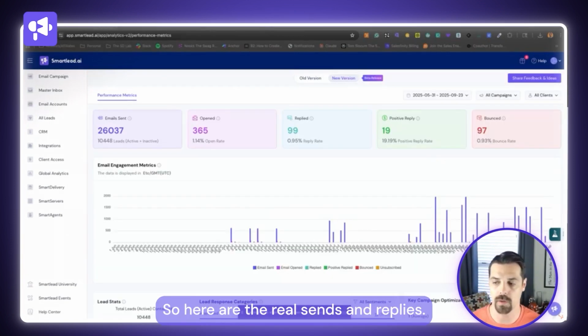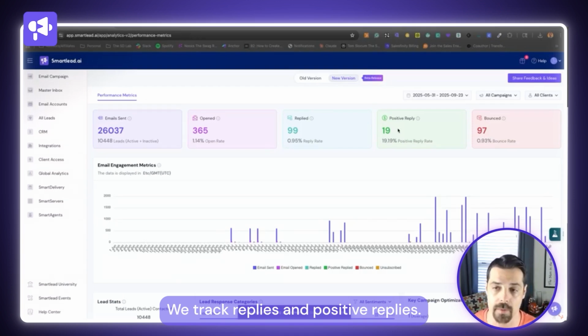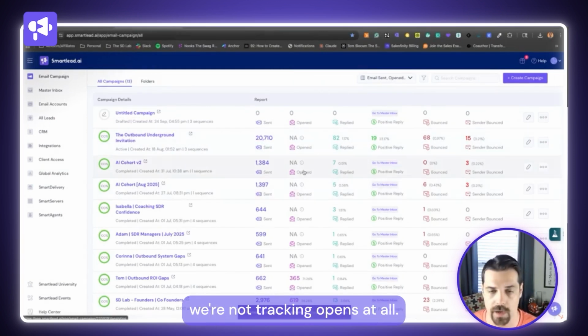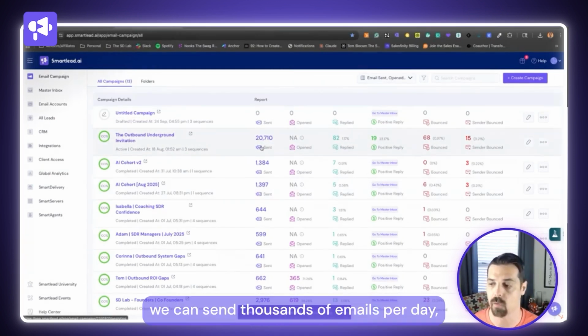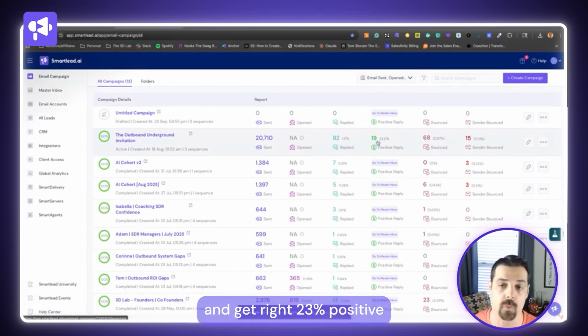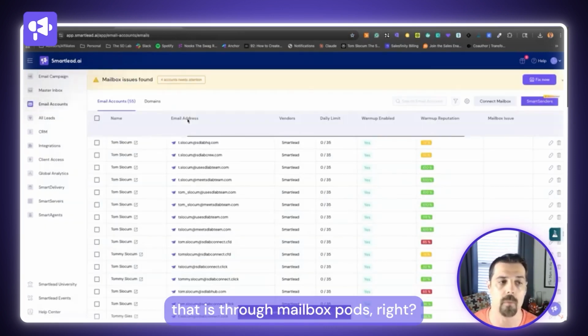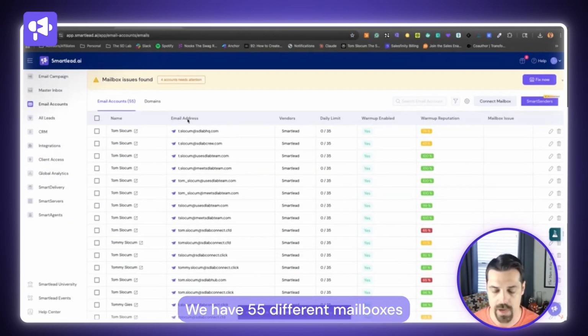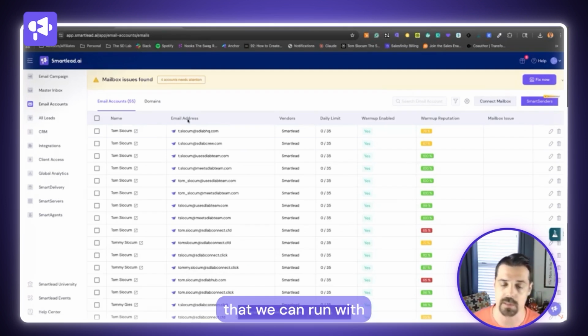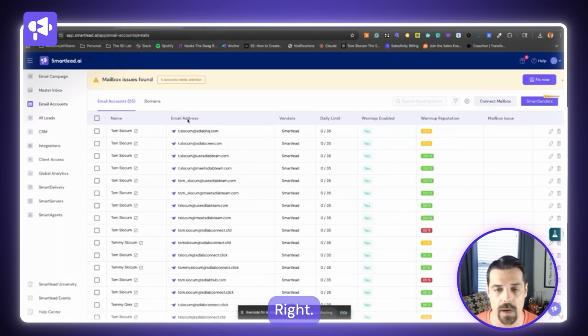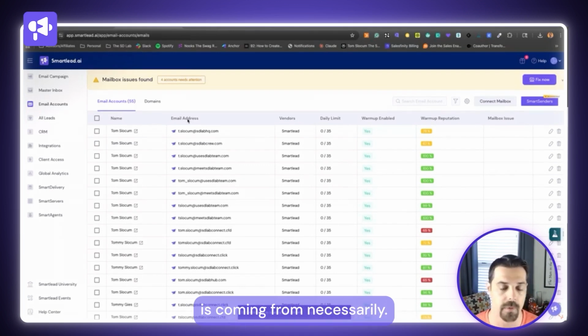So here are the real sends and replies. We track replies and positive replies, right? Not vanity opens. Most of our campaigns, we're not tracking opens at all. And again, we can send thousands of emails per day and get 23% positive reply rates here. The way you want to do that is through mailbox pods, right? We have 55 different mailboxes that we can run with that are all linked to our main, but in various variations of it, right? People aren't looking at where the email is coming from necessarily.